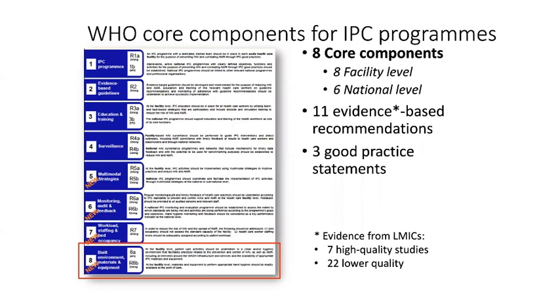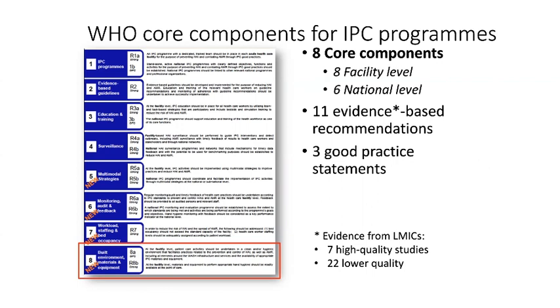If you look at the detail, there are 8 core components, 6 at facility level, but just 6 at national level. They contain 11 evidence-based recommendations and 3 good practice statements, and it's based on the best possible evidence that's available. But I also highlight that component 8 is about the built environment, materials and equipment.